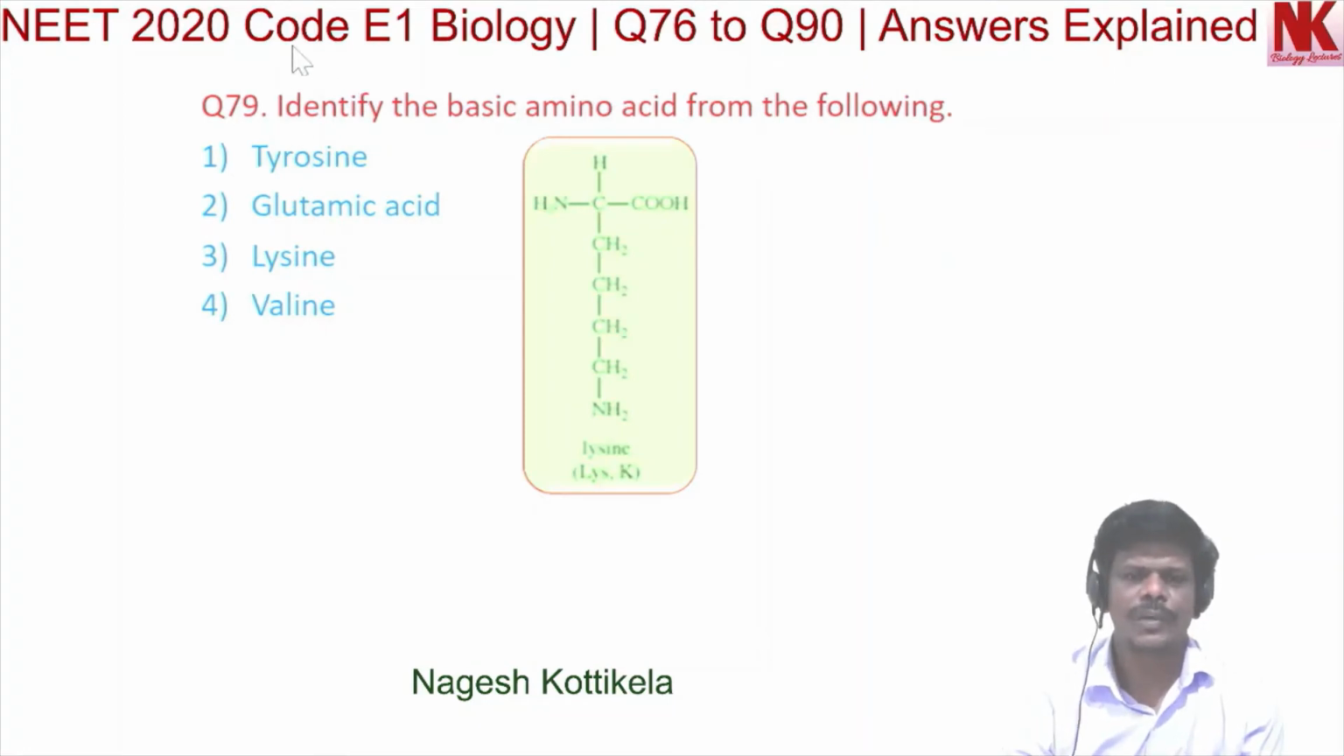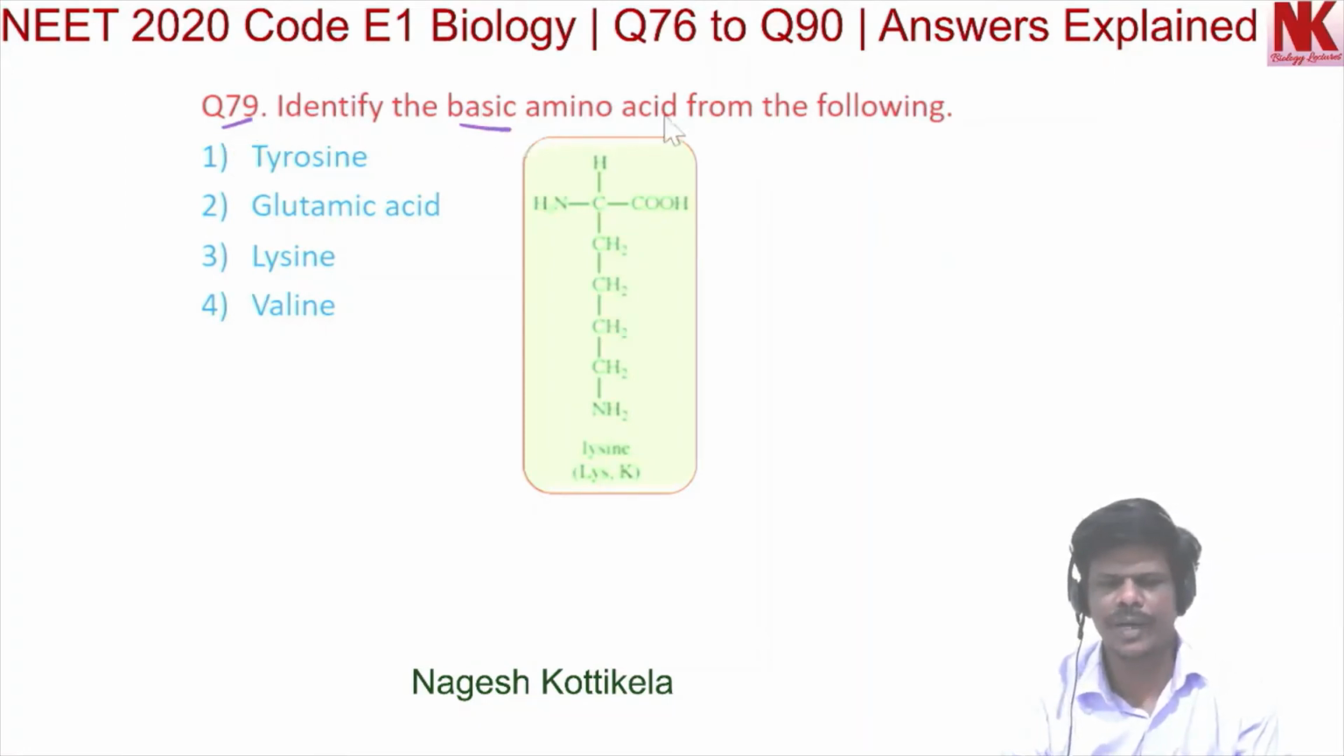Now question number 79. Identify the basic amino acid from the following. Option 1, tyrosine. Option 2, glutamic acid. Option 3, lysine. And option 4, valine. Among the given options, tyrosine is aromatic. This is wrong. Glutamic acid is acidic, so this is also wrong. Lysine is a basic amino acid.